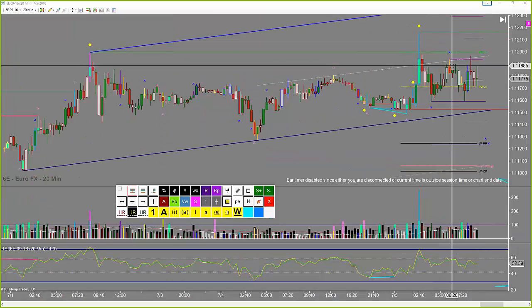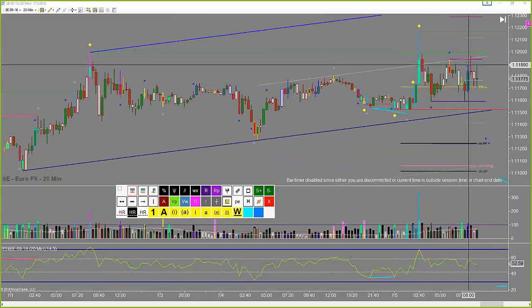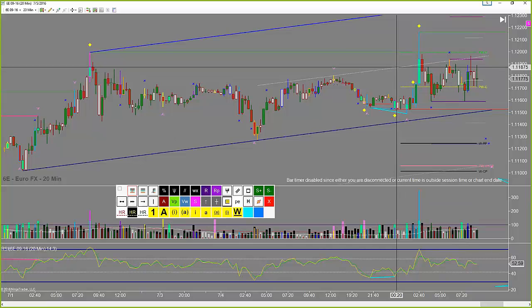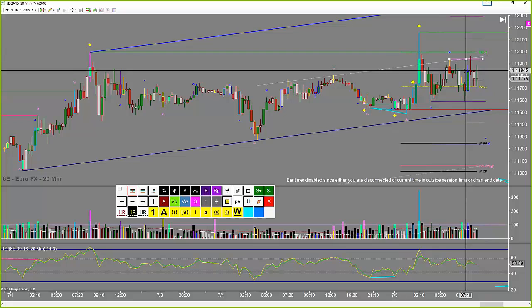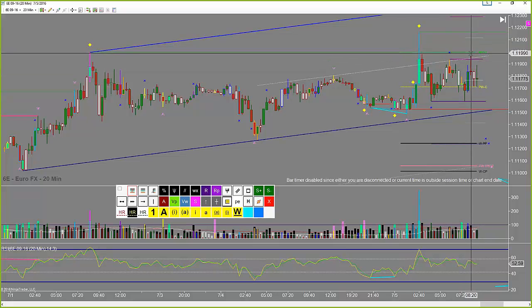So now we're looking for the re-entry move, which is occurring from this midline here and this corrective ABC finish, which finishes right there, obviously. All right, so now what do we want to do? We want to move down to the 5-minute chart.